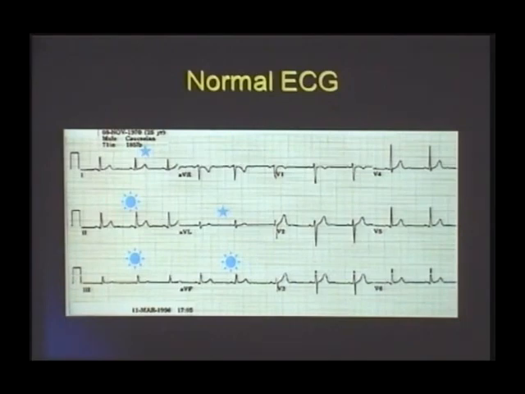Then I look at L2, AVF and L3. Now what surface am I looking at? What coronary artery am I looking at? RCA. Then I look at AVR to see my P wave is negative, QRS is negative, my T wave is negative, meaning my impulse is going in the normal direction. So in this way I finish my limb leads.